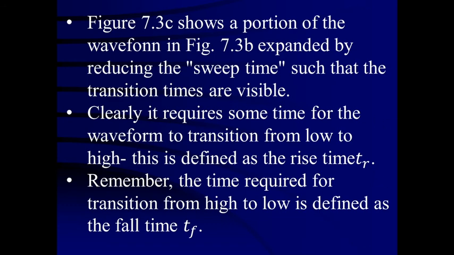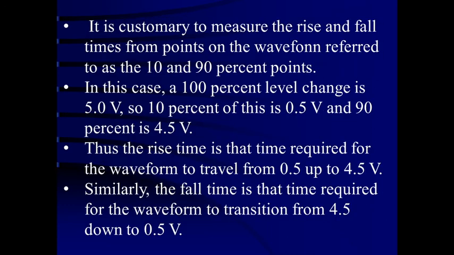Figure 7.3a shows a portion of the waveform in figure 7.3b, expanded by reducing the sweep time such that the transition times are visible. Clearly, it requires some time for the waveform to transition from low to high. This is defined as rise time. So, when the level is changing from low to high, the amount of time required is called TR, that is rise time. Remember, the time required for transition from high to low is defined as the fall time, designated as TF.